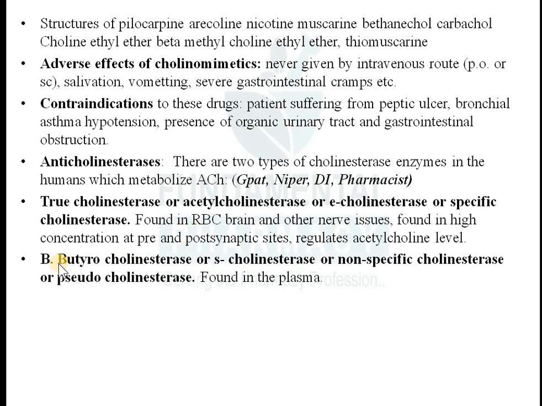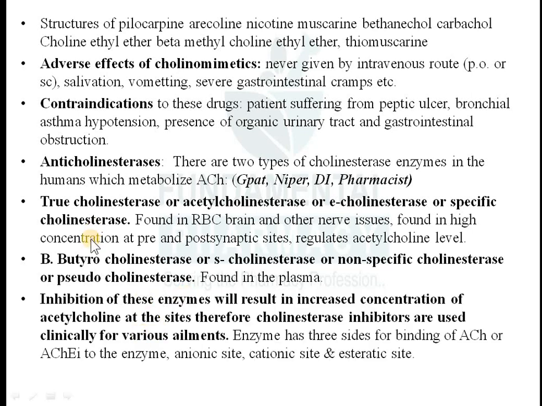Another one is known as butyrocholinesterase, S-cholinesterase, non-specific cholinesterase, or pseudocholinesterase. All these are synonyms of pseudocholinesterase. It is found in plasma and extravascular tissue, and it slowly hydrolyzes the acetylcholine molecule. Inhibition of these enzymes increases the concentration of acetylcholine at the site, so cholinesterase inhibitors are used clinically in various conditions, for example Alzheimer's disease and paralytic illness, where you want to increase acetylcholine concentration.